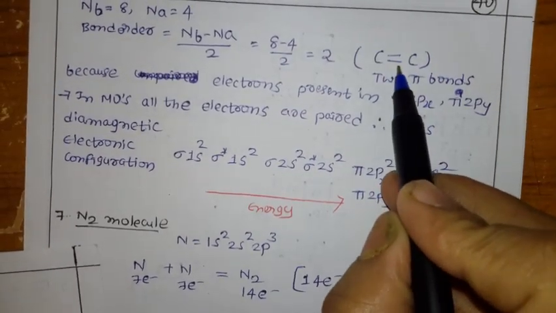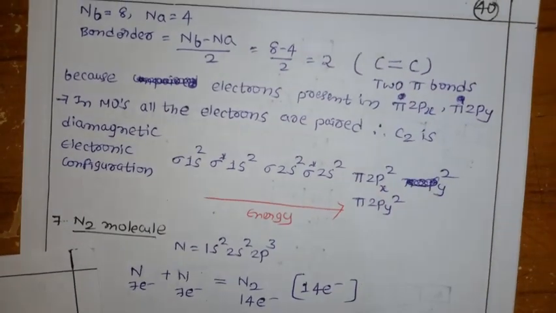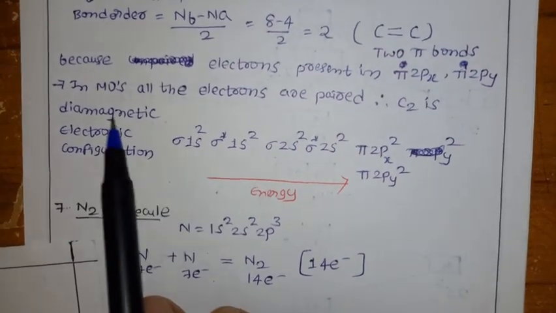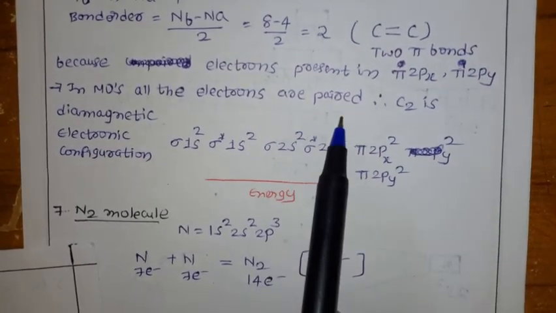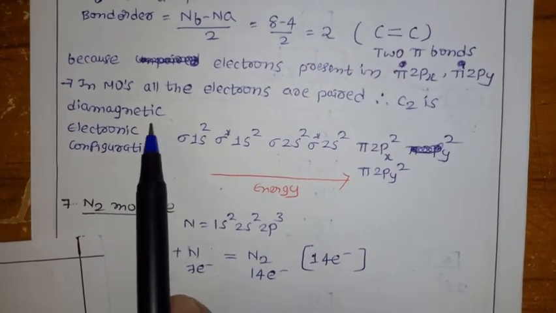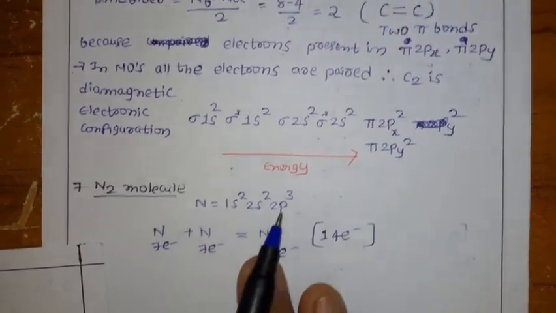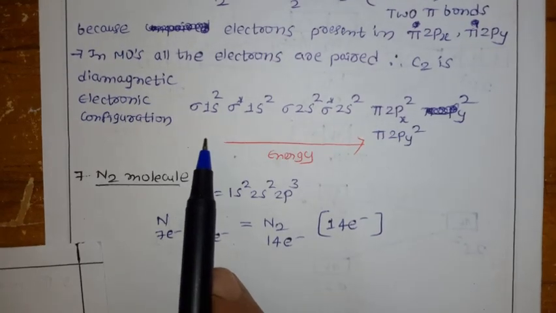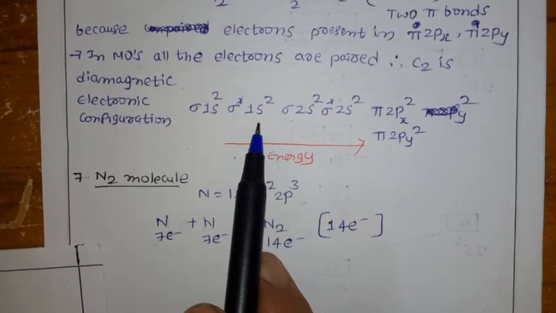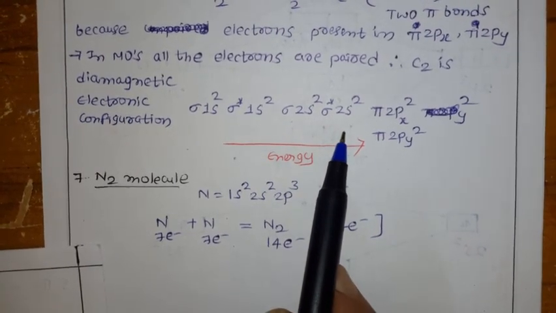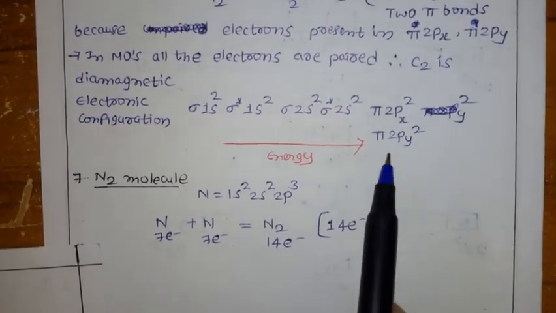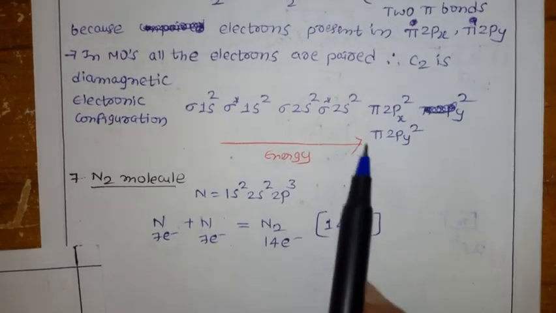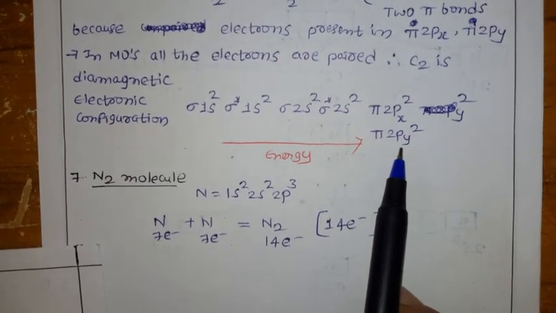One is a sigma bond and the other is what? Pi bond. Because electrons present in pi 2px, pi 2py are all paired, the C2 molecule is what? Diamagnetic. Now if you write the electronic configuration, we have sigma 1s2, sigma star 1s2, sigma 2s2, sigma star 2s2, pi 2px2, pi 2py2. Okay, this is only because after that we didn't fill the electrons.